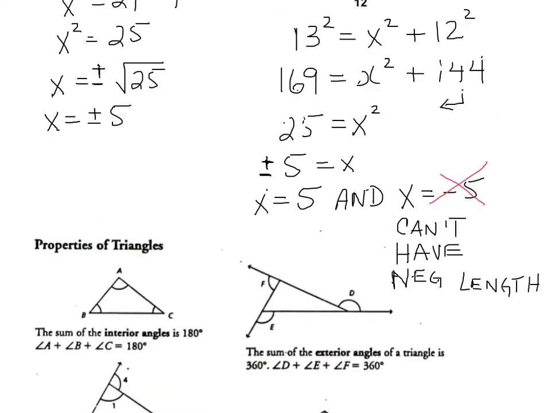And because this isn't really a word problem, we can leave it at that. You might put a little therefore x equals 5 and x equals negative 5, but we cross off the negative 5 because we can't have negative length. And that's about it. The rest of this is just kind of a review of your properties.